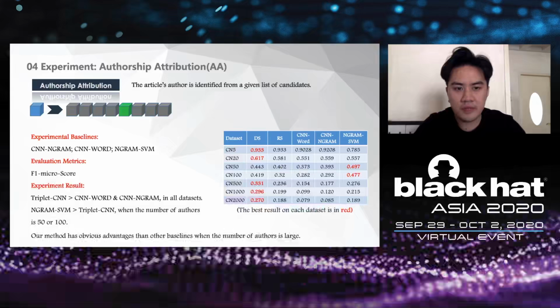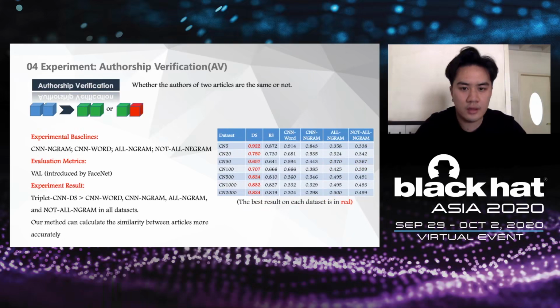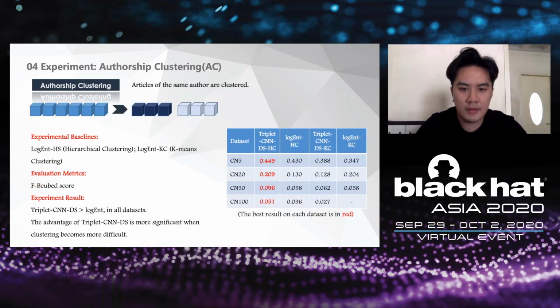Next, for authorship verification. Again, it is determining whether the authors of two articles are the same or not. We use the VAL, a metric introduced in FaceNet. To evaluate its performance, you can see our model is over the baseline under all datasets and provides higher accuracy on calculating the similarity between articles. Lastly, we use the FB-cubed score to compare our model with LogInt. Again, triplet SNN DS scored higher in all datasets. The advantage is more significant as the number of authors increases.